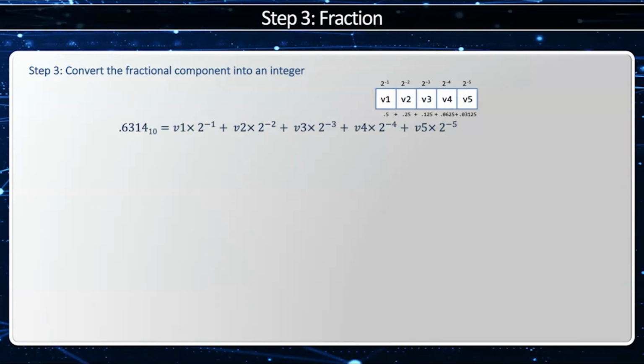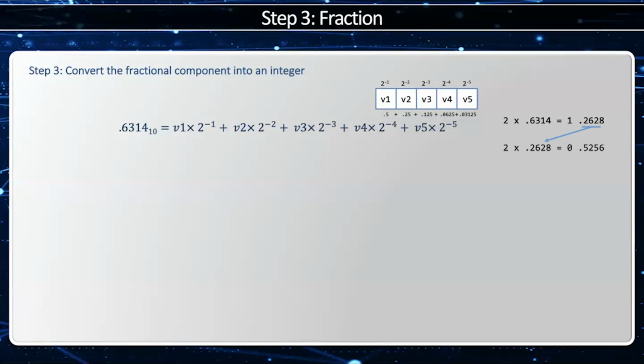So I want to solve for V1, V2, V3, V4, V5 when on the left-hand side of the equation, I have 0.6314 base 10. All right, to demonstrate how this works, we're going to do a little bit of kind of funny math here. This will make sense in just a minute. So I'm going to take my 0.6314 and multiply it by 2, and that gives me 1.2628. Now, notice the left-hand side of the decimal point is a 1, and that's going to be my first bit, and the right-hand side is not yet resolved. And I'm going to bring that down.